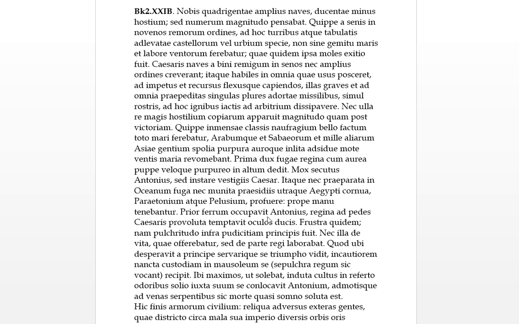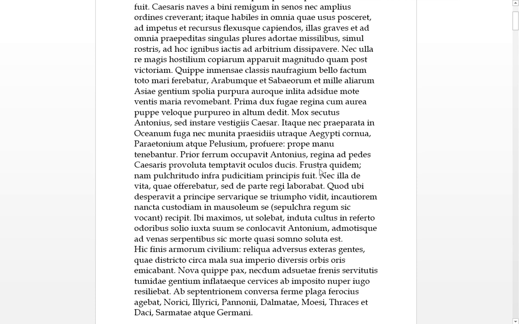Prior ferrum occupavit, the perfect, Antonius. So Antonius was the prior. Antonius, first of all, grabbed the ferrum, which is iron, which is his sword. The regina, she was the queen, ad pedes Caesaris, to the feet of Caesar, provoluta. So the queen had rolled about in front of the feet of Caesar. Temptavit oculos ducis, tempting the eyes of the leader, or trying to get the attention of the eyes of Caesar. Frustra quidem. So indeed it was in vain. Frustra is in vain. Pulchritudo, this is the nominative, for the beauty, infra, usually means below.